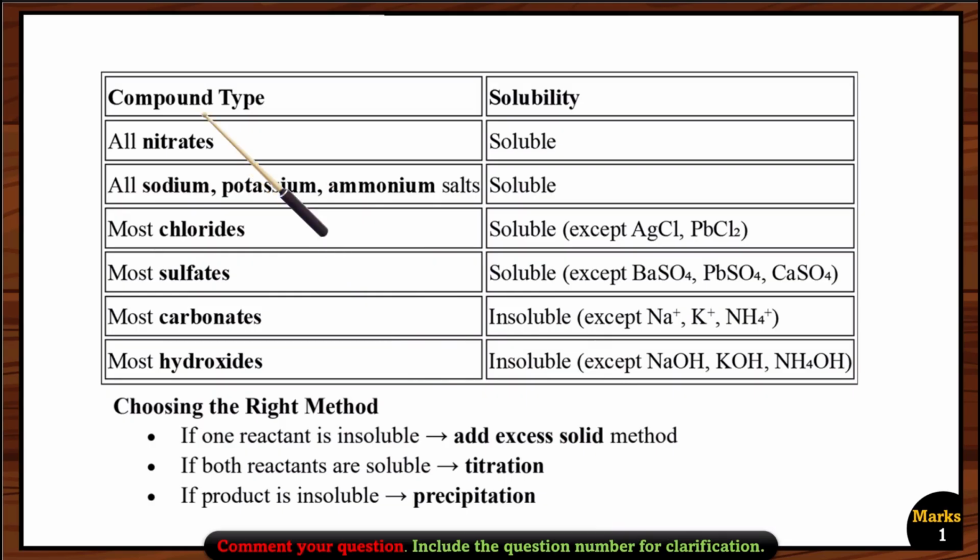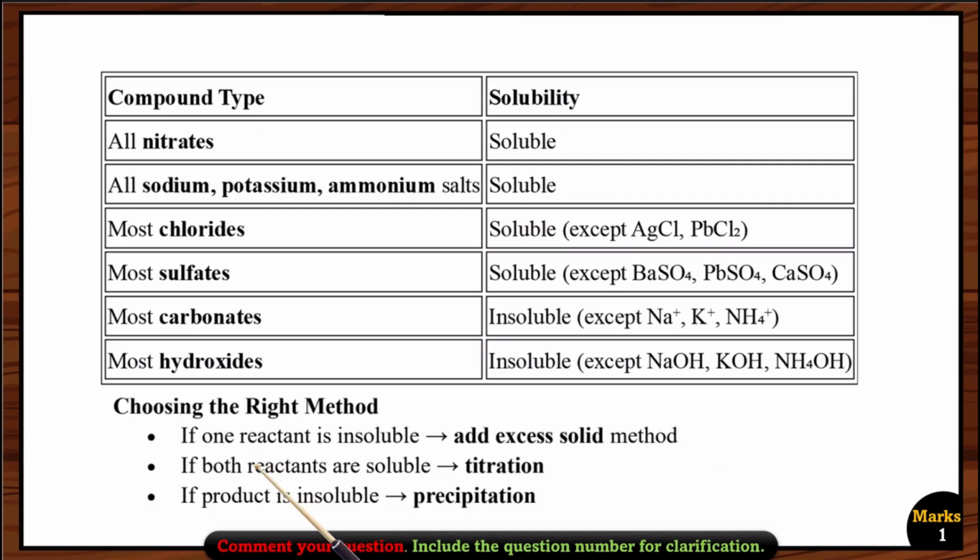Okay, so now we already know the solubility. So we have to choose the best method for the preparation of the salts. There are two main methods. One is the method in which one of the reactants is insoluble, and the other one in which both the reactants are soluble. So the first method, in which one reactant is insoluble, we have to use the add excess solid method, in which the reactant that is actually insoluble, we have to add it in more amount.